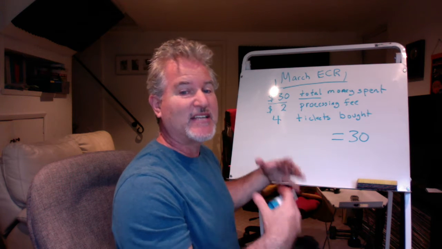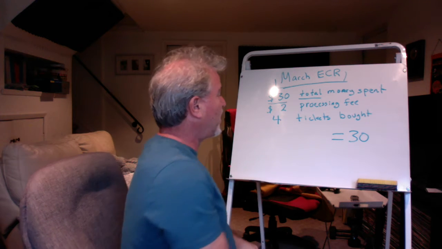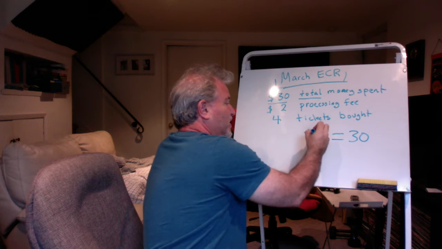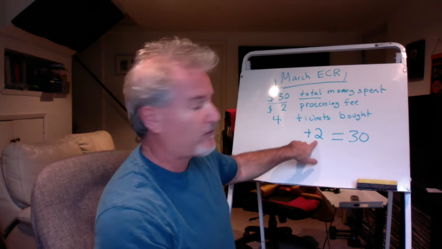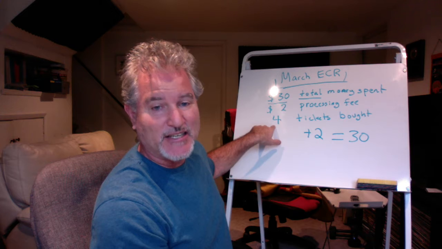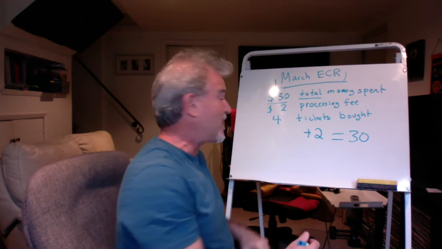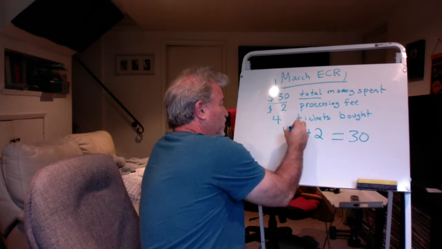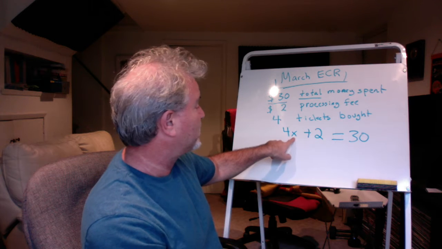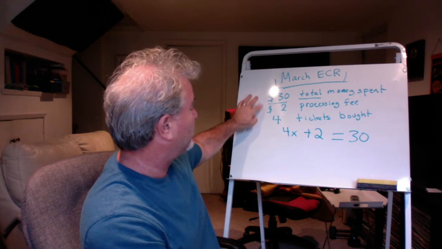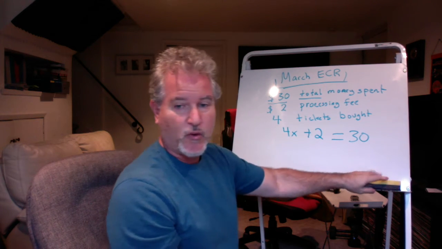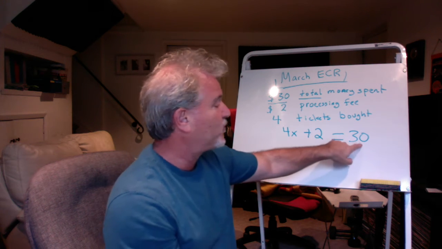I don't know if you remember this type of equation, but when there's a $2 processing fee, that means whatever money they spent on the tickets, there was another $2 added for a processing fee. What we don't know is how much each of the tickets cost. So that's the X factor. So the equation that you would write is 4 tickets bought at some price that we don't know, that's the X, plus the $2 processing fee equals the total amount of money that they spent, $30. So your algebra equation is 4x plus 2 equals 30.